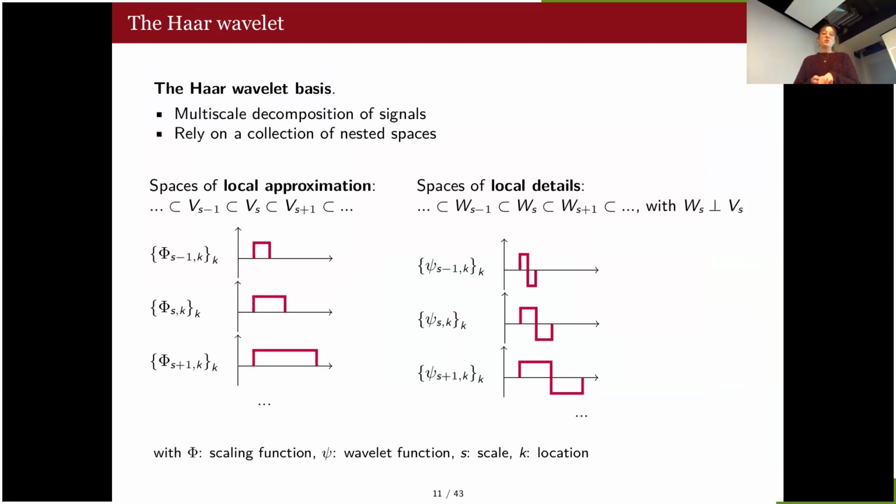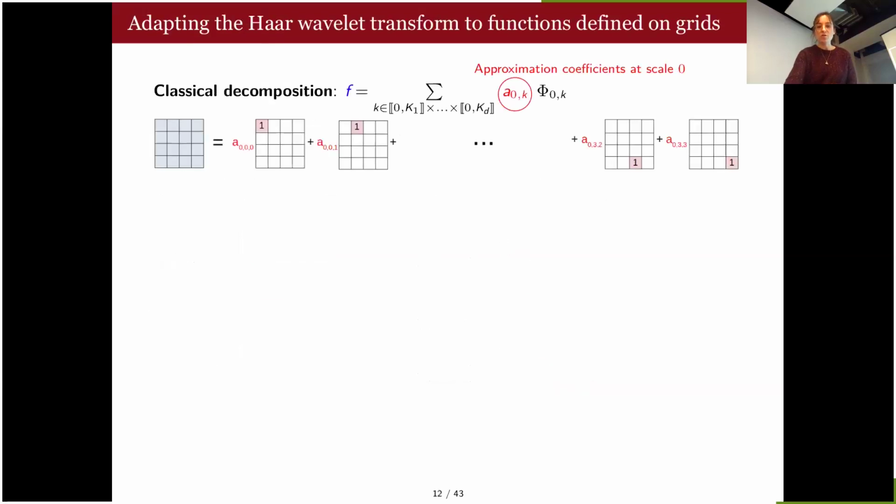So this is the simplest wavelet basis, which is used to perform the multiscale decomposition of signals. And it relies on a collection of nested spaces. So on the left of the screen, you have the spaces of local approximation. And these spaces can basically be used to compute local means of functions. So here, this is illustrated, of course, in one dimension. And on the right, we have the spaces of local details, which can be used to approximate the details of a function at several scales.